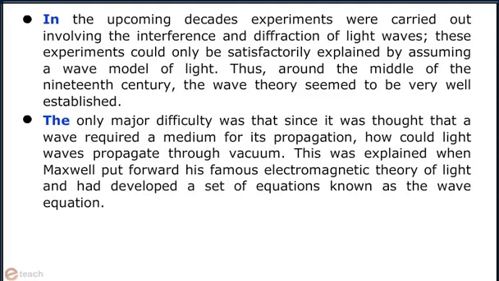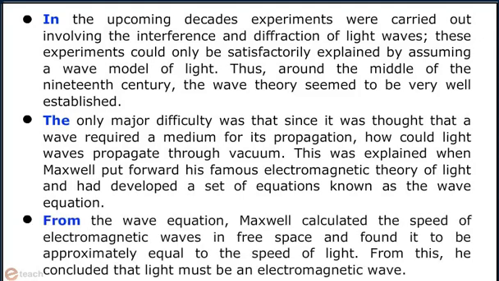This was explained when Maxwell put forward his famous electromagnetic theory of light and developed a set of equations, from which he derived the wave equation. From the wave equation, Maxwell calculated the speed of electromagnetic waves in free space and found it to be approximately equal to the speed of light. From this, he concluded that light must be an electromagnetic wave.